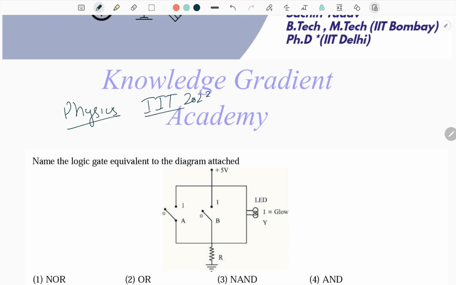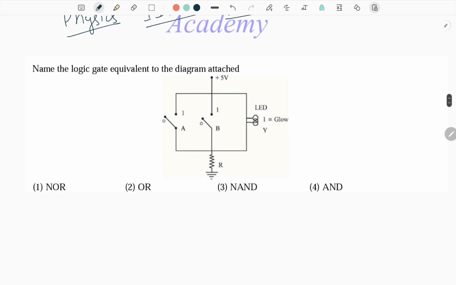Today we will discuss the physics section of the IIT-JEE 2023 Mains exam. So the problem is: name the logic gate equivalent to the diagram attached.